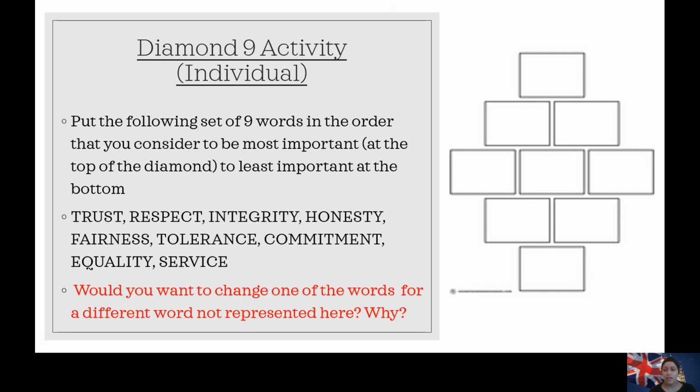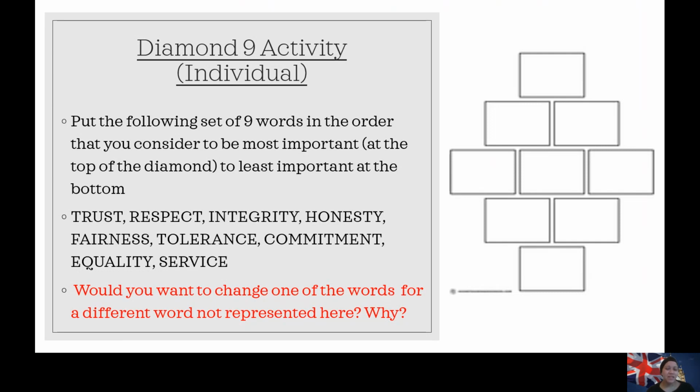And as you can see on the right over here, I have Diamond 9, which is my 9 little squares or rectangles. And I would like you to have a look at these words and think about how important they are to you and which one you would put first, which one you put last, and which ones go in between. So because we're all different, not everyone will have the same value first or even last. And that's absolutely fine because no two people are the same, which is amazing.